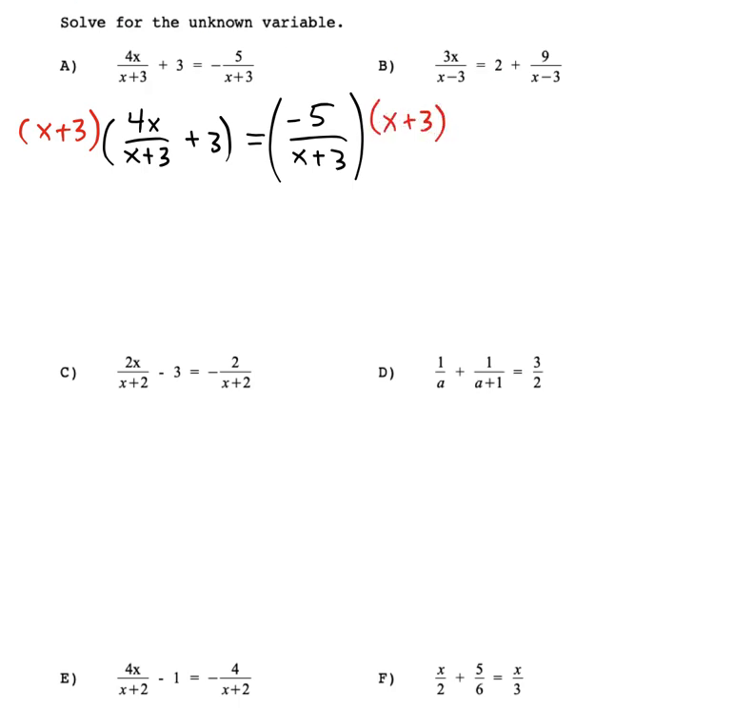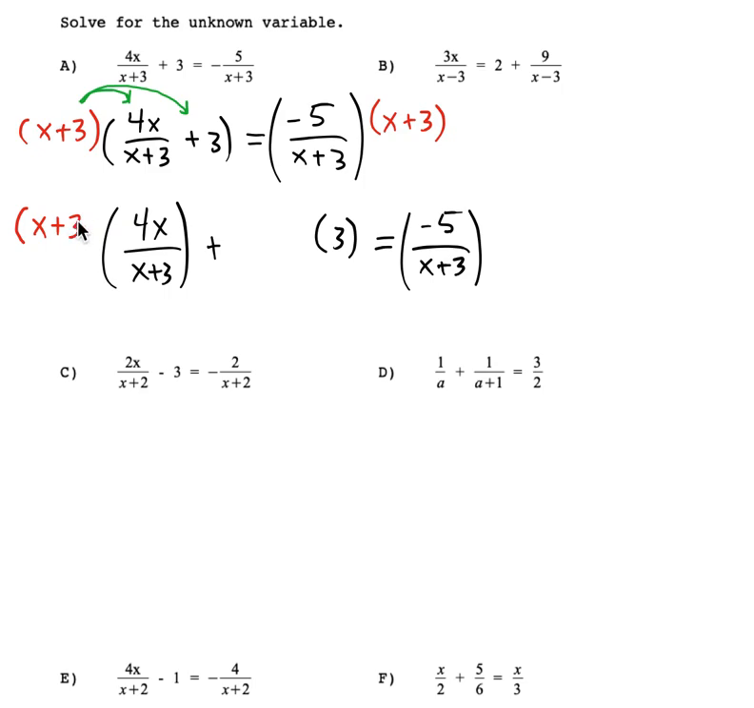The reason why this factor works really well is it's going to cancel with some of the x plus 3's down below. We do have to distribute it to both terms on the left side though. The thing that I'm introducing is in red here. What's in black was just the original equation. These will cancel and these will cancel, leaving us with a new equation of no denominators, which is nice.